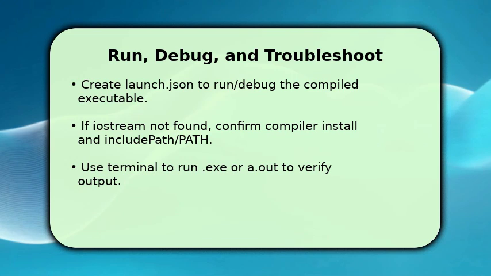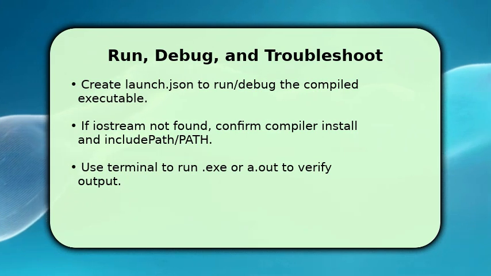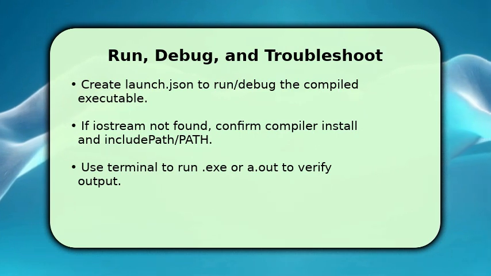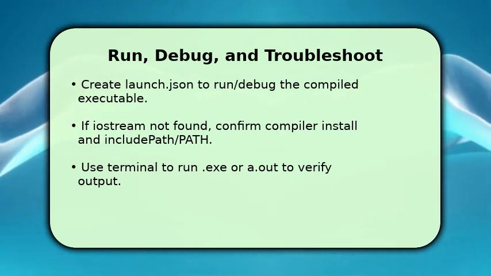If the compiler cannot find iostream, make sure the compiler is properly installed, that the include path points to the compiler headers, and that the path exposes the compiler binaries. One key troubleshooting tip: reopen VS Code after path changes so environment updates take effect.